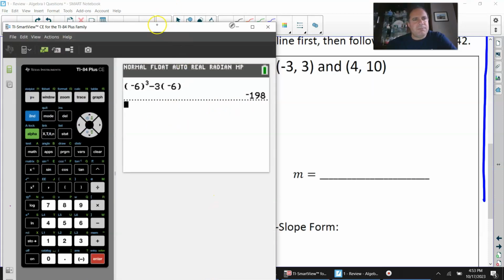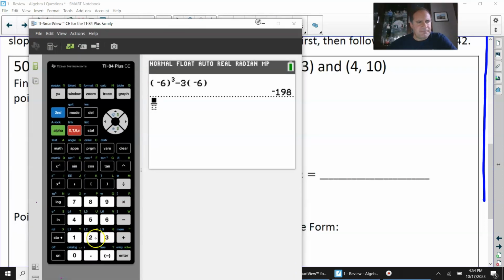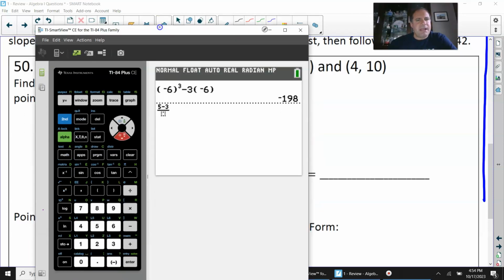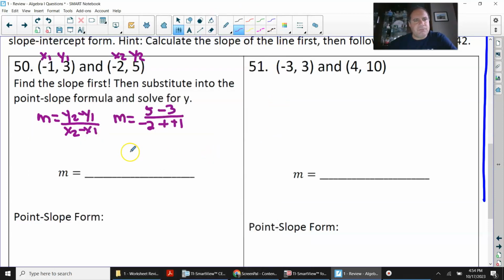So we're going to just put this on the calculator. We're going to press alpha x, and then on the top, we have 5 minus 3. And on the bottom, the denominator, negative 2 plus 1. And you enter. And then the slope is negative 2. So the slope is negative 2.